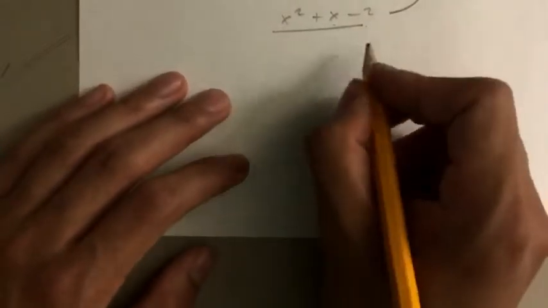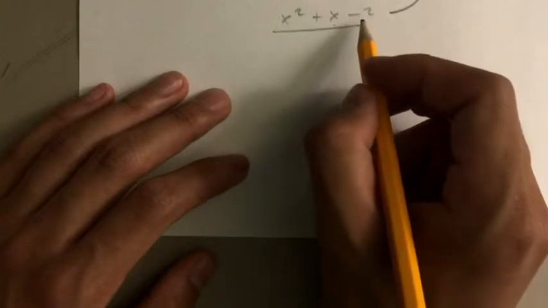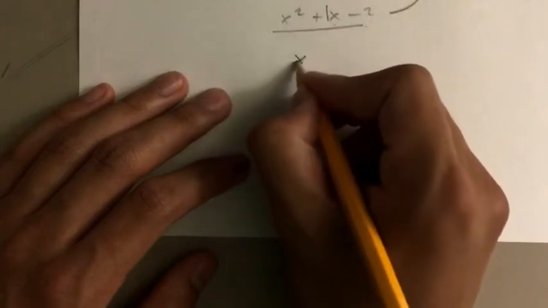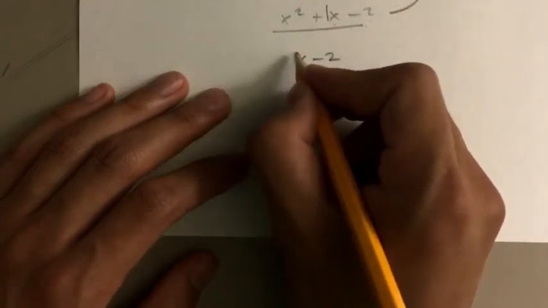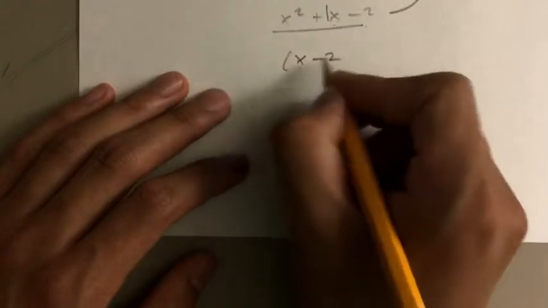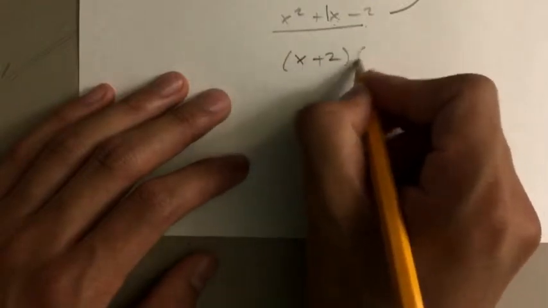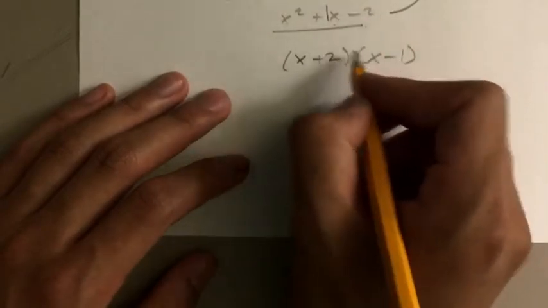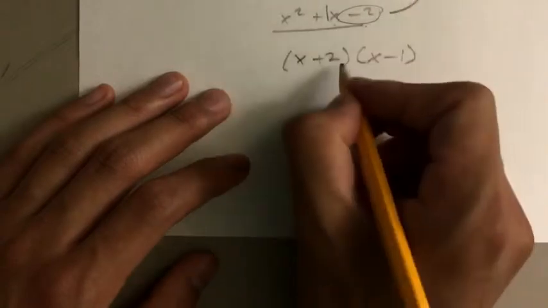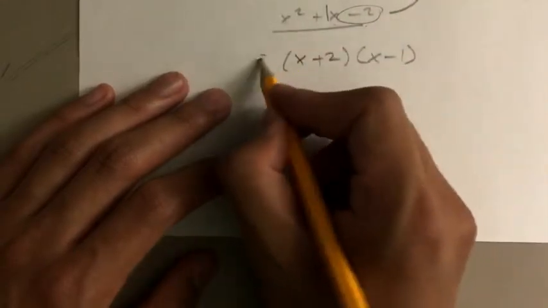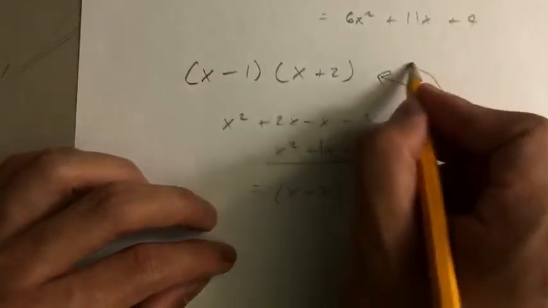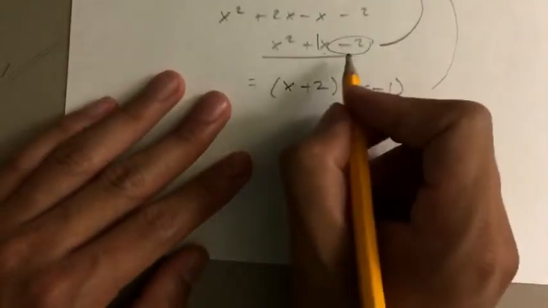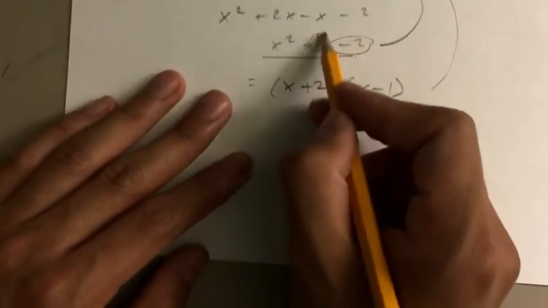So let's think about it. Negative 1 and 2. Does negative 1 and 2 add to 1? Yes. So x plus 2, x minus 1. Because negative 1 and 2, when multiplied, you get negative 2, but they add to 1 because 2 minus 1 is 1. So that's the factorization. And as you can see, that's exactly what this is, except kind of backwards, but it's the same thing. So that's basically how you factor. What multiplies to this and what adds to this coefficient here?